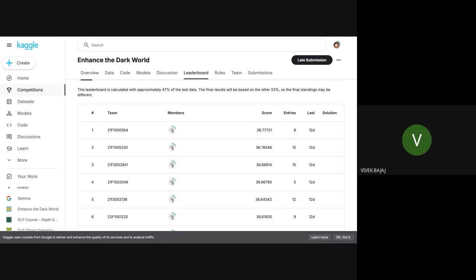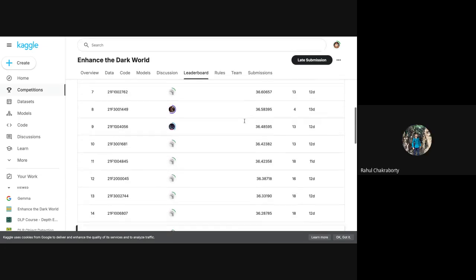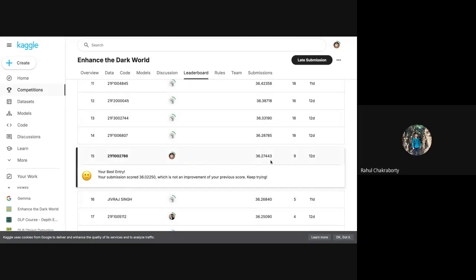What is surprising is even with the hyperparameter tuning, you'll have some gap between these scores. But this is definitely very close. It's extremely close. This is what you're seeing over here. My score of this thing, 36.27443.